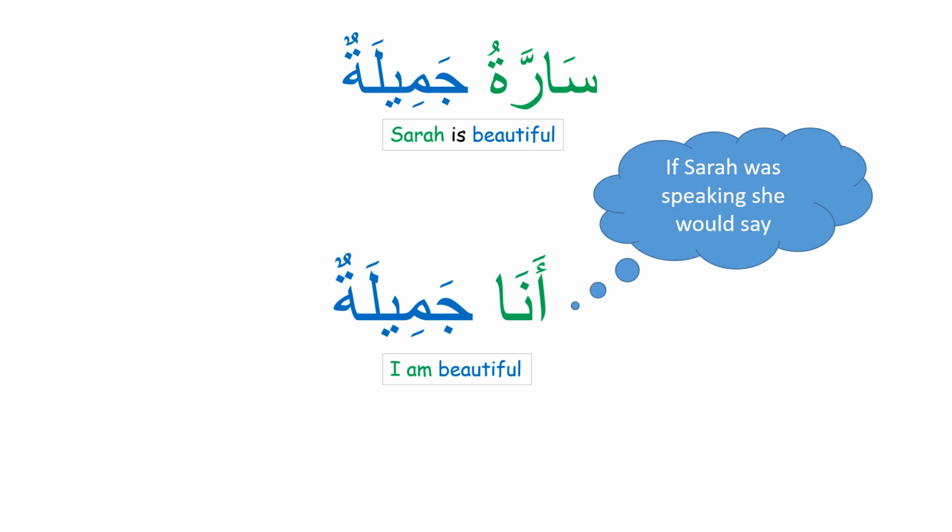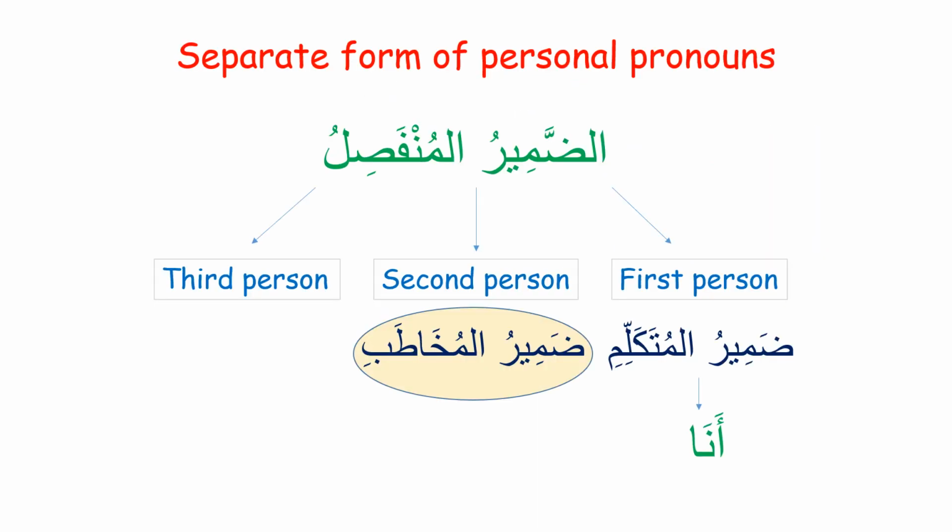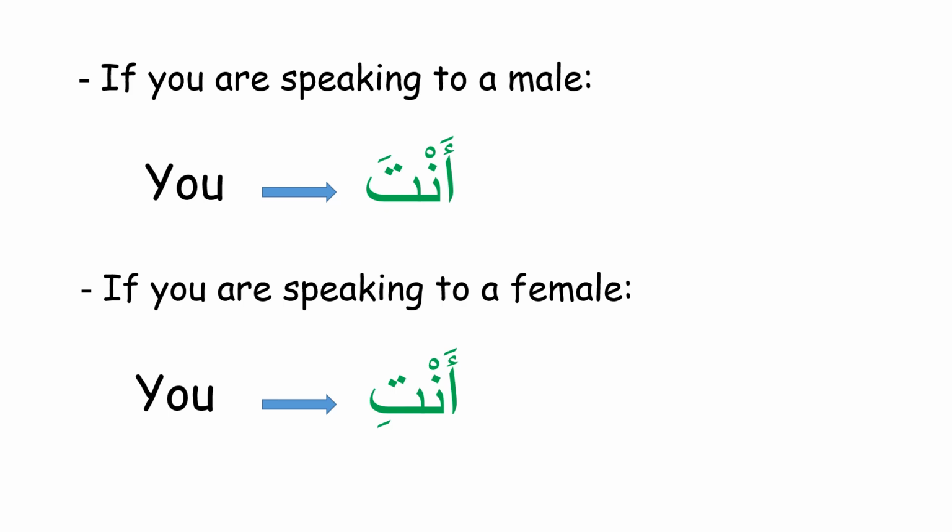Next comes the second person. We do call it in Arabic ضمير المخاطب. Again, ضمير المخاطب. And here there is a gender distinction. If we are speaking to a male, we will use أنت. Again, أنت. However, if we are speaking to a female, we will use أنتِ. So أنت if we are talking to a male, and أنتِ if you are talking to a female.